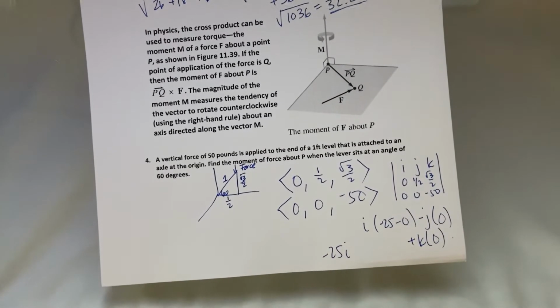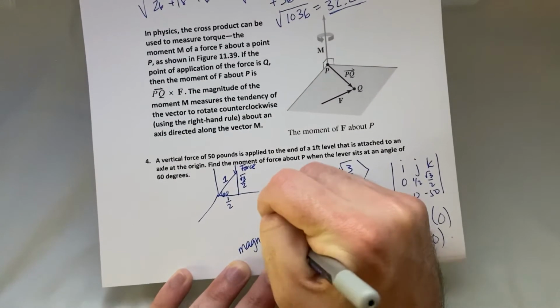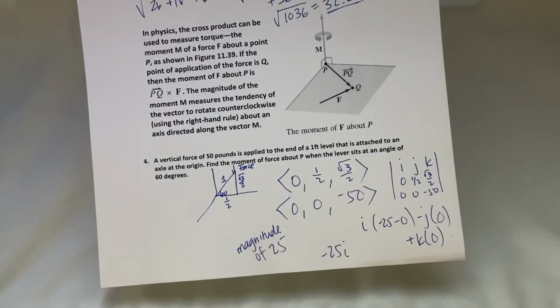But the magnitude of this, since it's two zeros, is just a magnitude, because if you squared this and took the square root, it would just be a magnitude of 25. It's just in the downward direction.